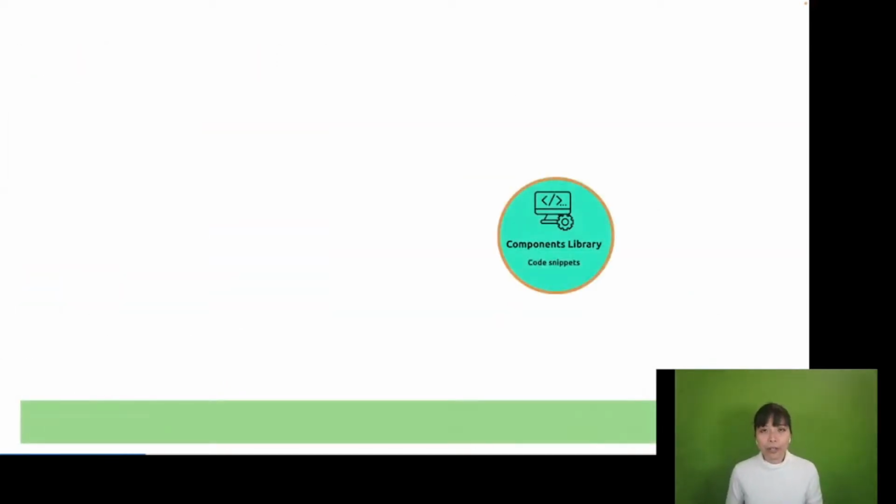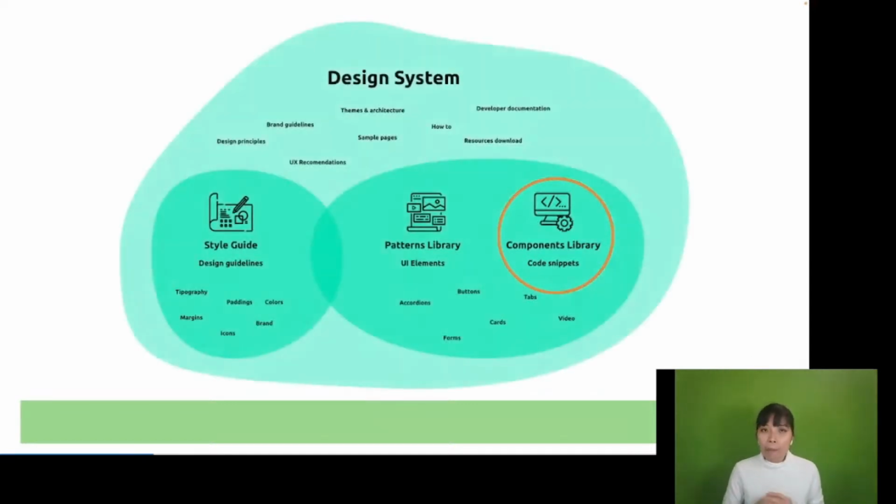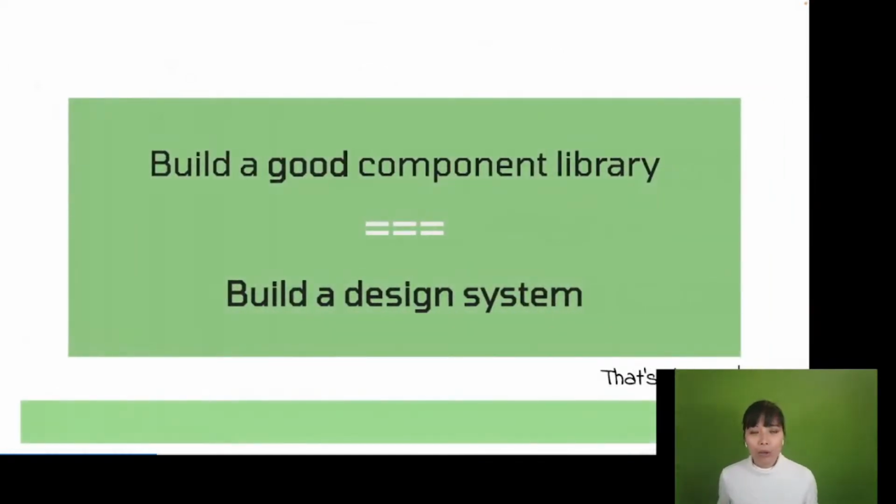So in general, a component library is not about just a bunch of code snippets. It's part of a bigger picture, which is the design system, where you talk about patterns, style guides, documentation, and so on and so forth. So, in short, building a good component library means you're building a good design system. And that's the talk. Enjoy.